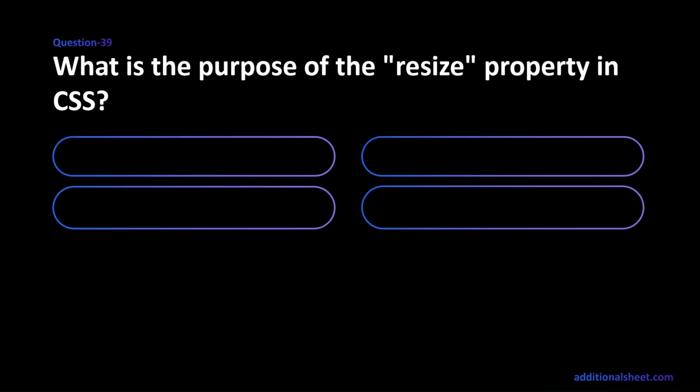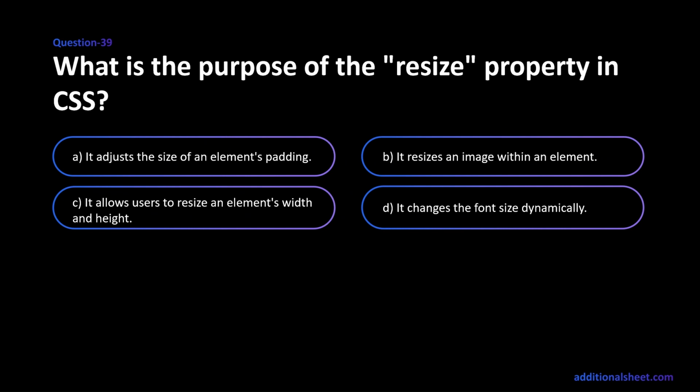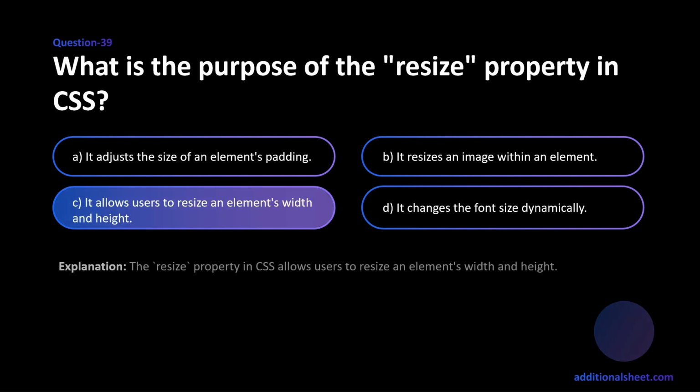Q39. What is the purpose of the resize property in CSS? Options are: A. It adjusts the size of an element's padding. B. It resizes an image within an element. C. It allows users to resize an element's width and height. D. It changes the font size dynamically. Correct answer is option C. The resize property in CSS allows users to resize an element's width and height.